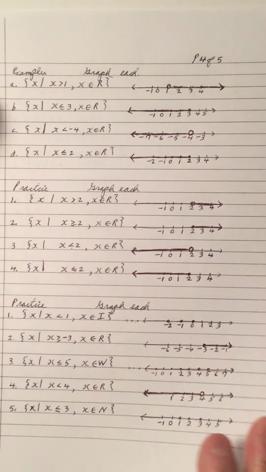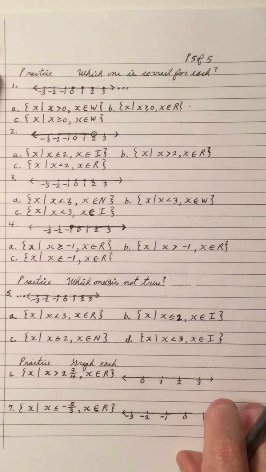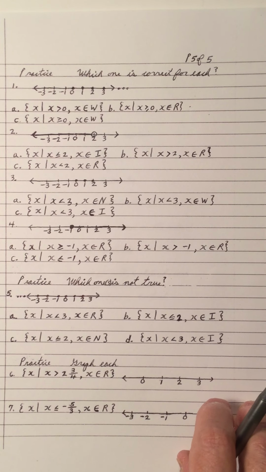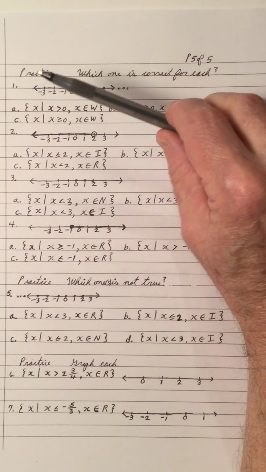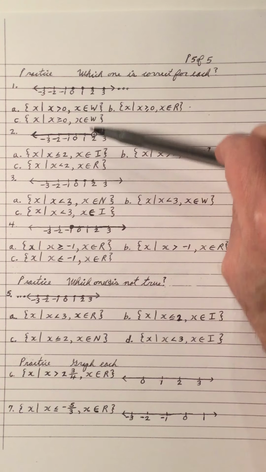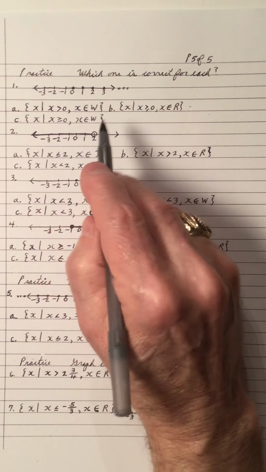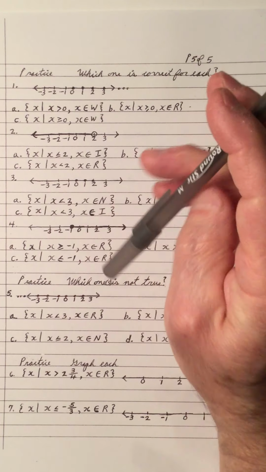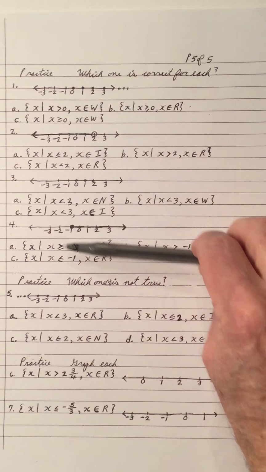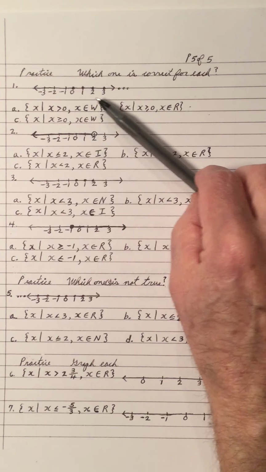Done. And page 5. Practice. Which one is correct for each? So practice means what? All this page, as you can see, has practice. So you can pause your video. If you had a blank sheet, you can draw the number lines and work these out. But we have no graphing, so we just answer these questions.